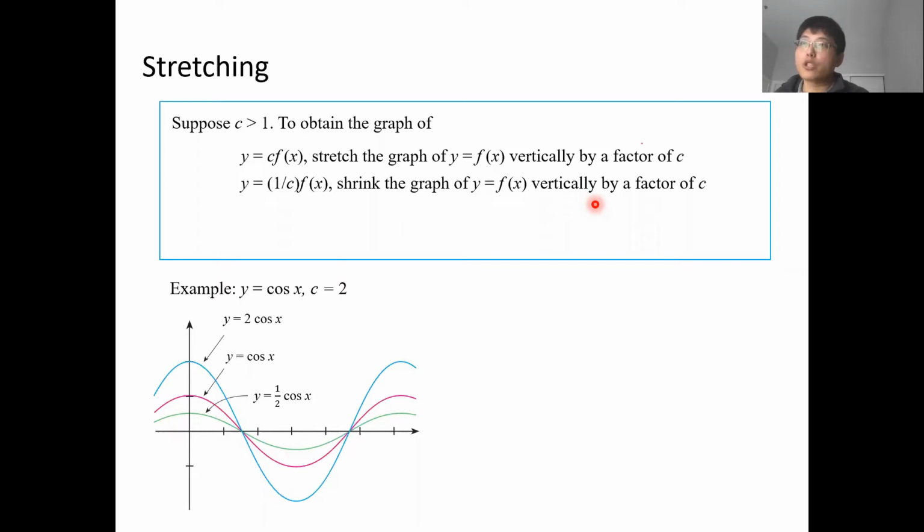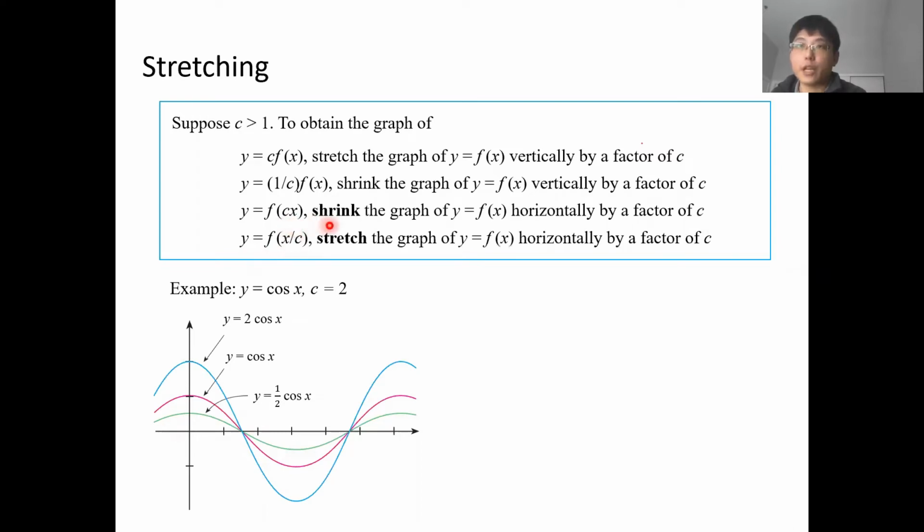And how about horizontal stretching and shrinking? Well, if we want to obtain the graph of y equals f of c times x, or f of x divided by c, then for the first one, we need to shrink the graph of y equals f of x horizontally by a factor of c. And for the second one, you need to stretch it.